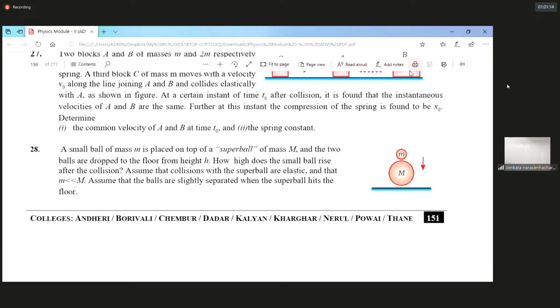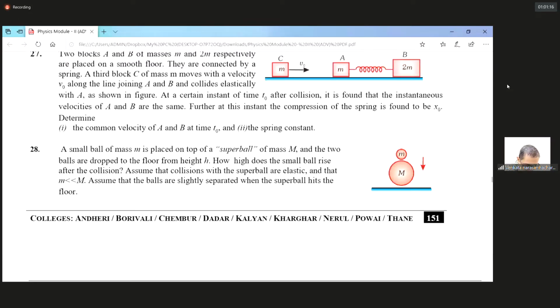You have typed the answer or you want me to see the answer? Sir, I've typed the answer and the right. एक minute. Yeah, no hurry. I'll wait.